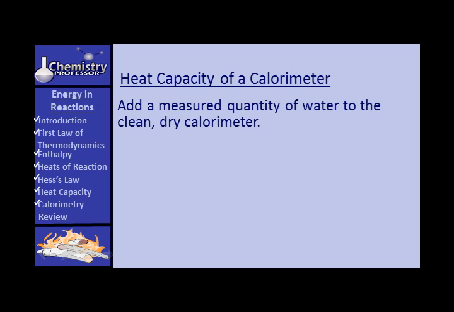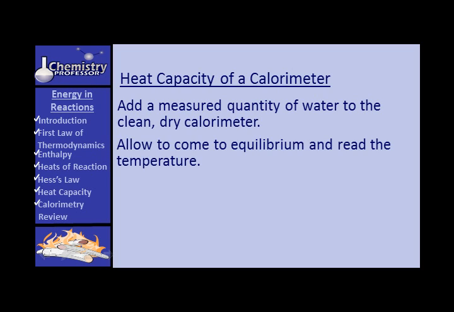Add a measured quantity of water to a clean, dry calorimeter. In other words, pour some water that you know how much you're pouring into a nested coffee cup calorimeter that you've cleaned and dried. Allow it to sit for a few minutes and come to equilibrium so that the calorimeter and the water are the same temperature. Read and record that temperature.